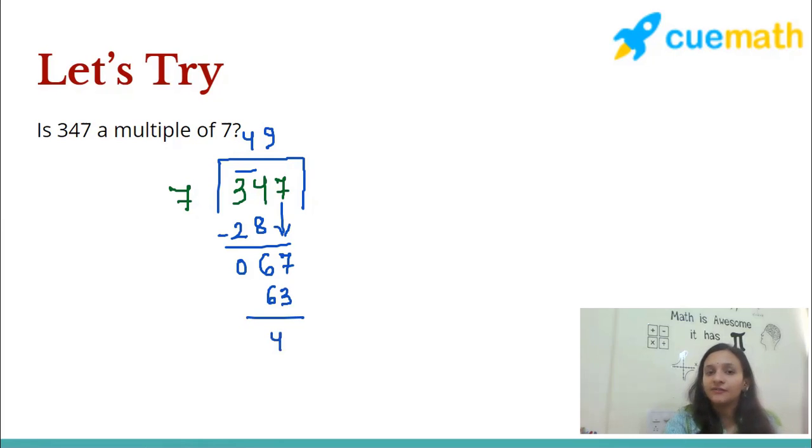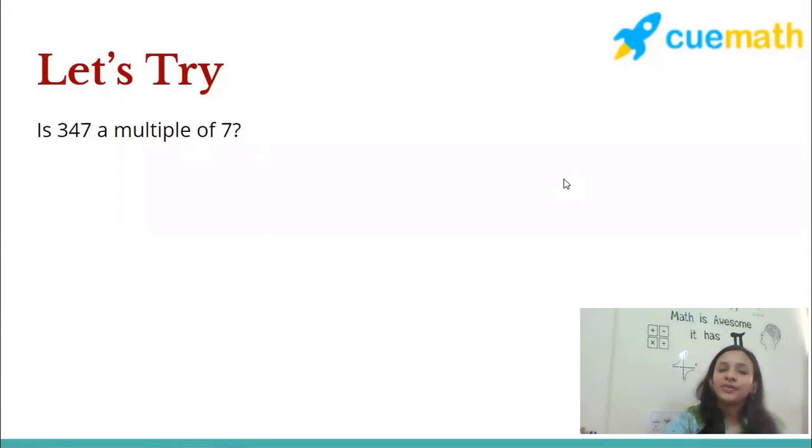Now we cannot take the division further because the dividend, which is 4, is lesser than the divisor, which is 7. So all we needed to do was the long division that we have done here. And we did not get the remainder as 0. 4 is not equal to 0. The remainder is not 0. So no, the given number is not a multiple of 7.